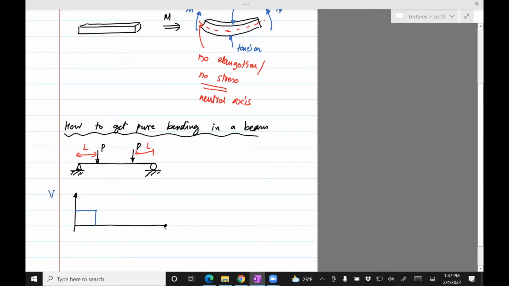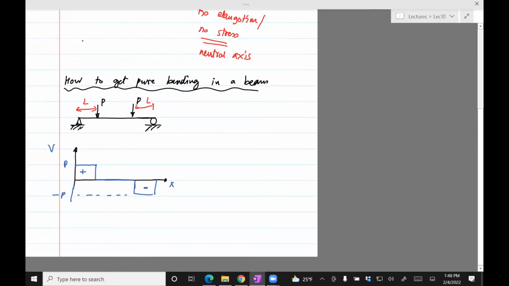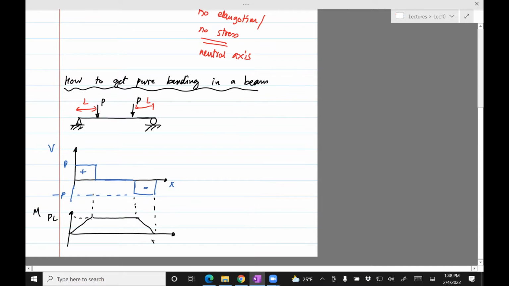So then the shear force diagram will look something like this. Positive P, it will be zero all the way, then it will be negative, minus P. And then if you look at the bending moment diagram, which you can find out by writing the equations, it'll actually be something like this. This is P times L. And this is the bending moment diagram.